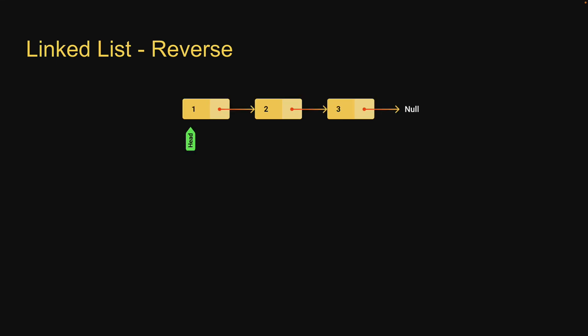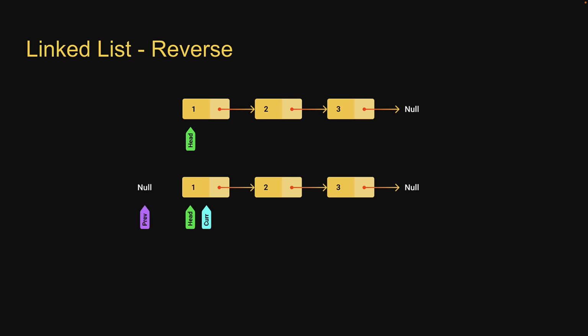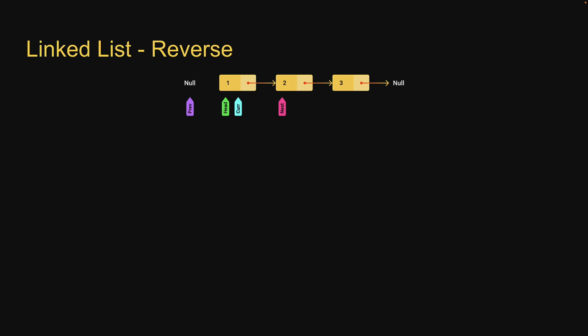Here is how it is going to work. We're going to create two temporary pointers. Previous, which does not point at any node, technically points at null. And current, which points at head. For every node in the list, we execute 4 steps. Step 1, we create a new temporary pointer called next and point it to current.next. Node 2 is the next node in our example.